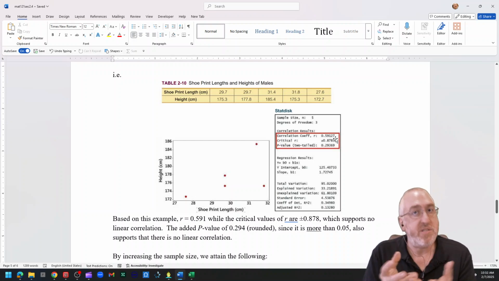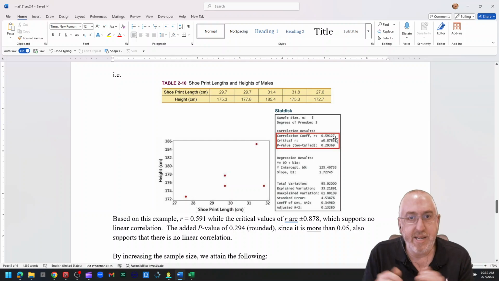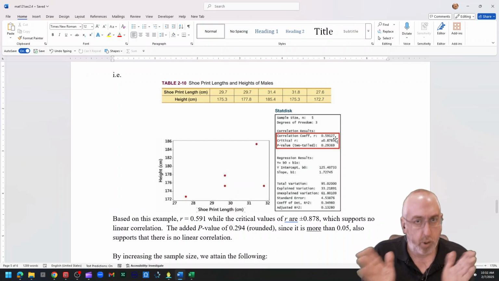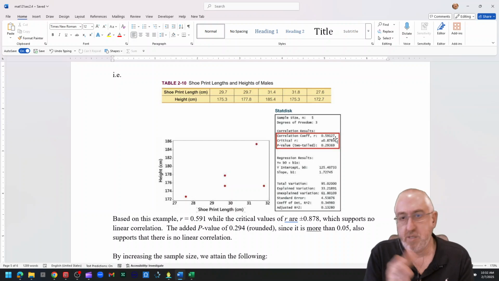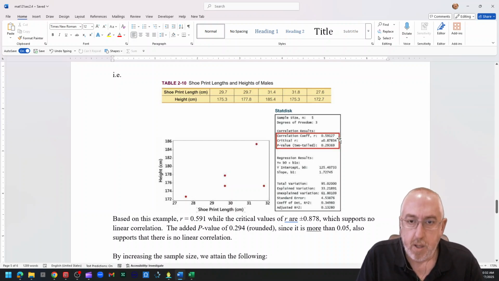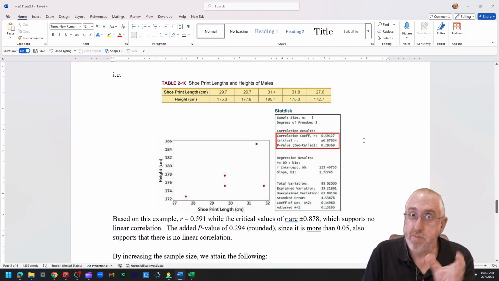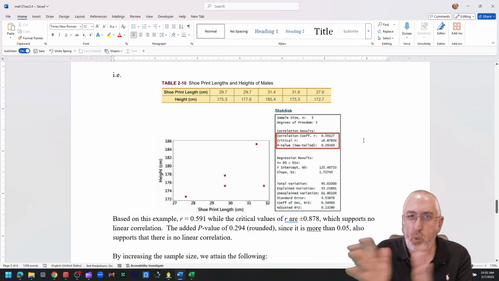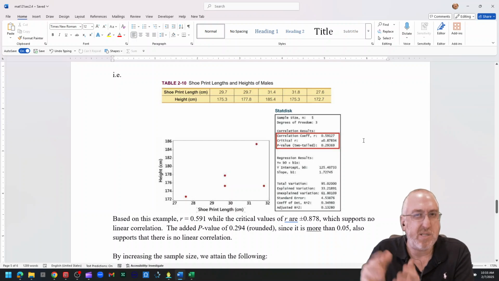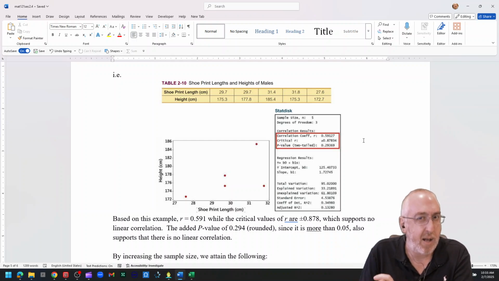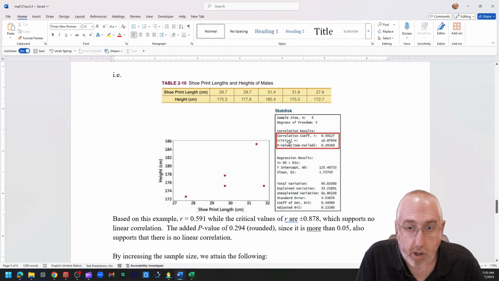0.59127. Now, obviously, technology can get more detailed R values, but we're only going to be looking at 3 decimal places. Here, they're looking at 5. So that's the R value. So not super leaning one way or the other. It's positive, but it's not super close to +1. And again, our critical R values are plus or minus 0.87834.